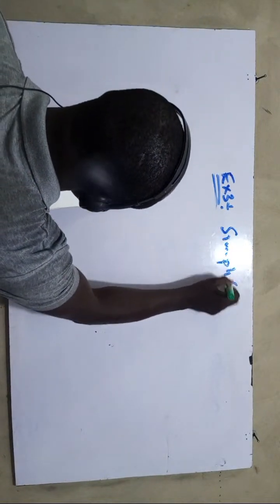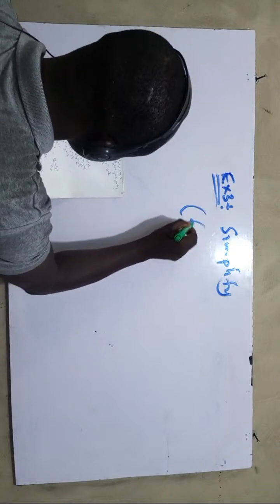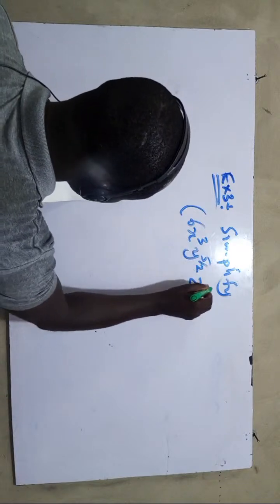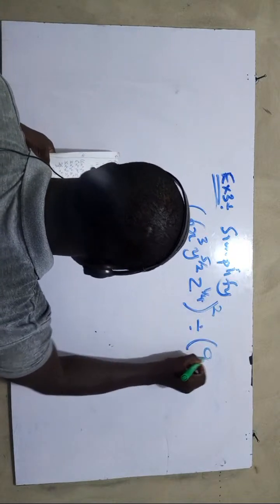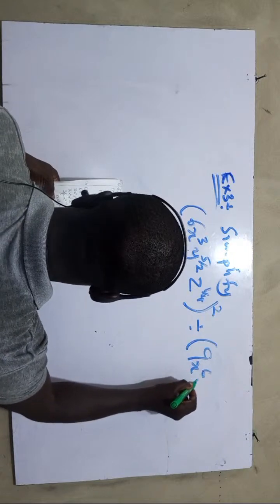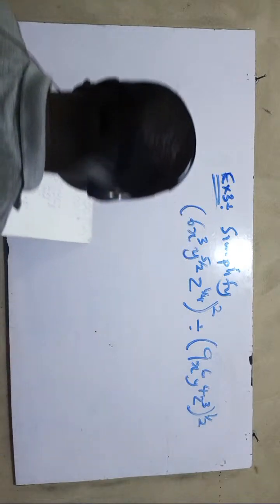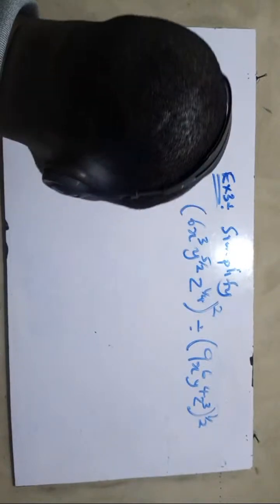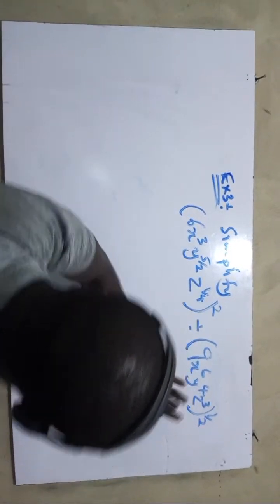Simplify. What do we want to simplify? We want to simplify 6s cubed y raised to power 5 all over 2 z raised to power 1 all over 4, all squared, divided by, in bracket, 9s raised to power 6 y to the fourth z cubed, into bracket half. Of course, the first step is that this square is common, and this is raised to power half. This is like saying square root of what we have here.